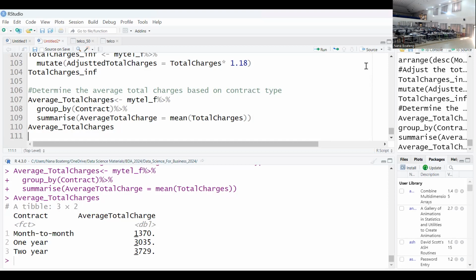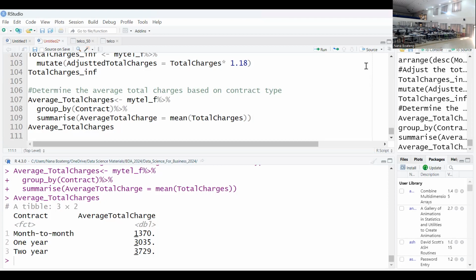Any question on this one? So the summarize function works very well with the group by. The group by on this one will just give you the categories. But here we want more information than the categories. So we can calculate average total charge by looking at all the total charges and finding the average.